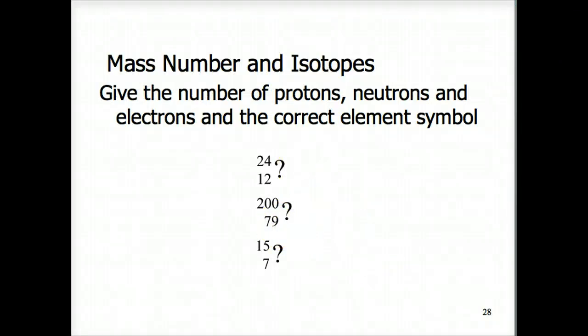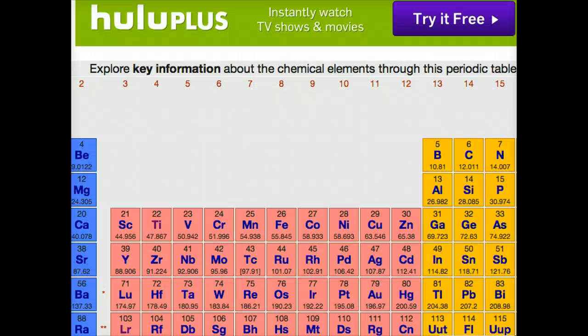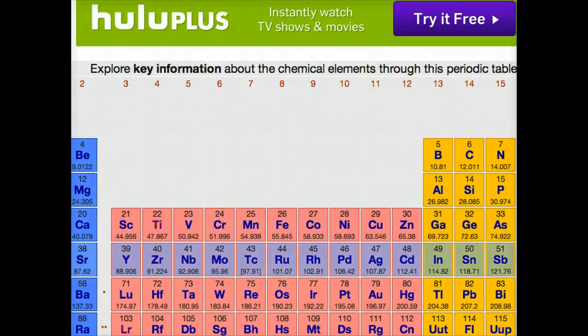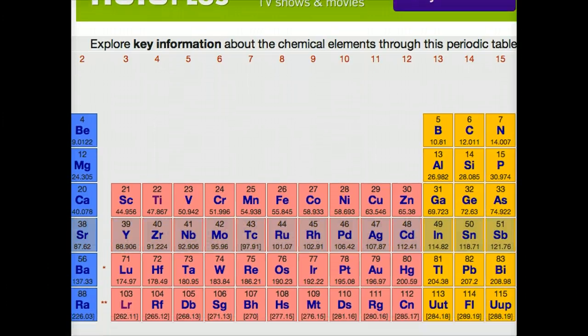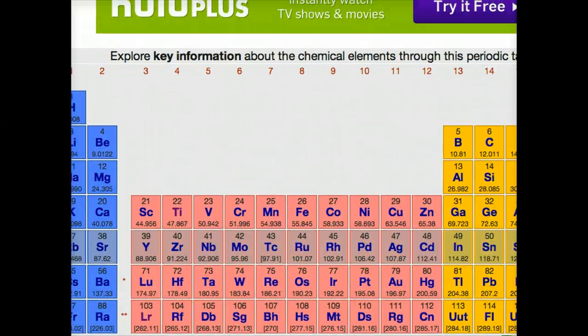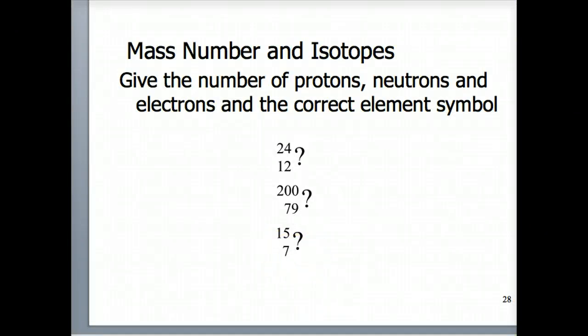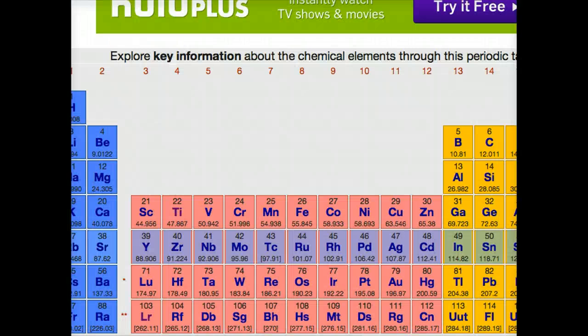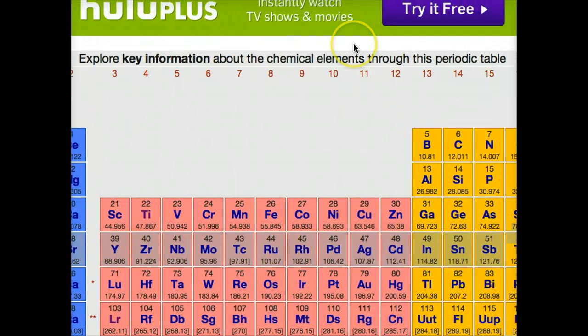79, element number 79, I look over here, is gold. And element number 7 is, right here, nitrogen.